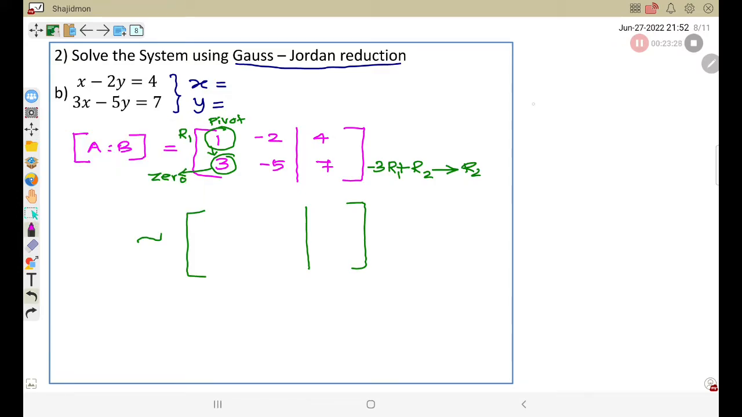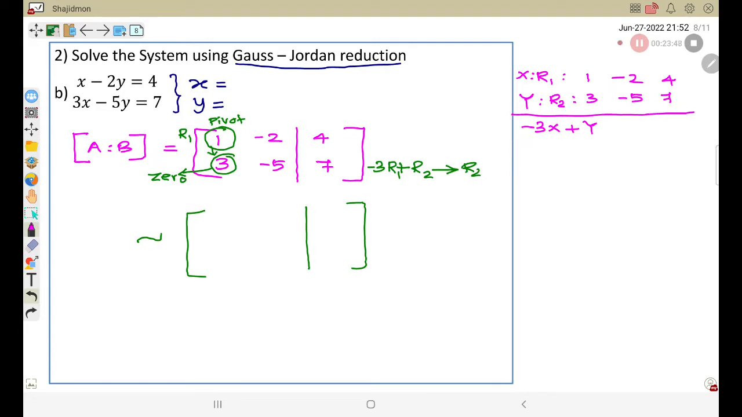Use this operation: minus 3x plus y. X means the first row number. What is the first row? 1, minus 2, 4. Y means the second row. What is the second row? 3, minus 5 and 7.